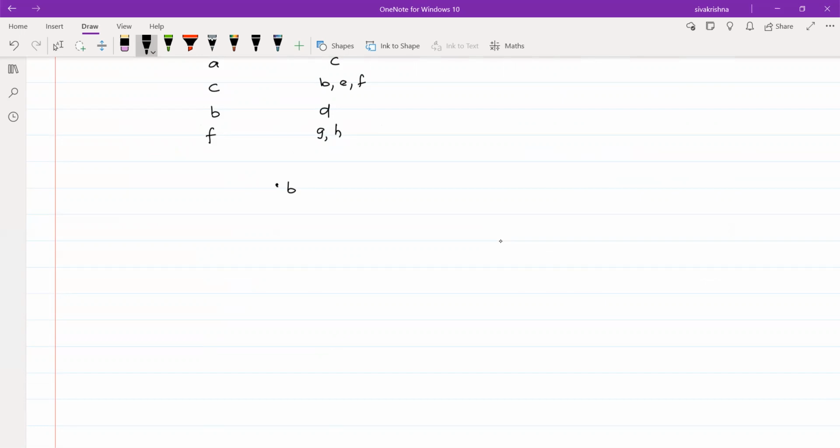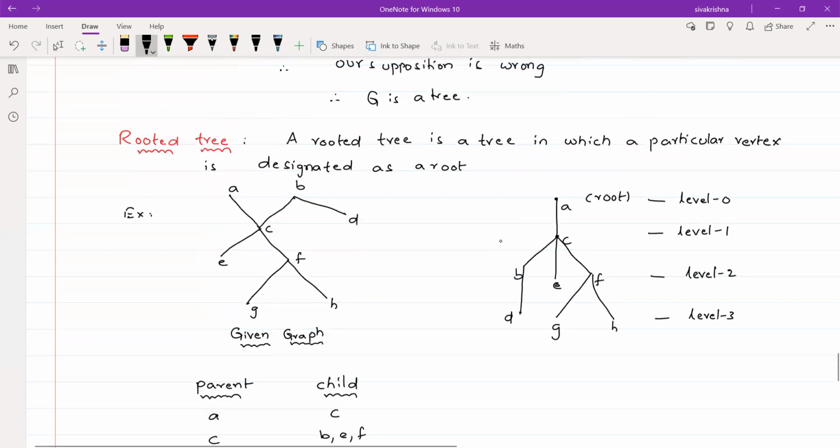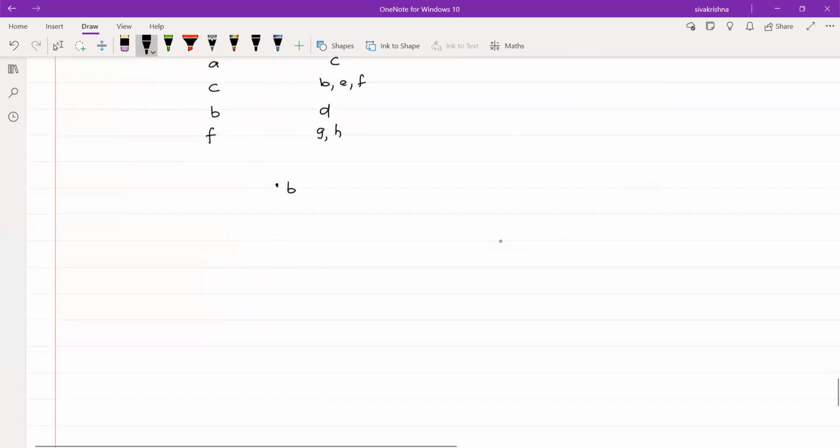If you observe B, we have two edges incident on that particular vertex. One is from B to C and the second one is from B to D. So we have to draw two edges, one from B to C and the second from B to D. So this is C and this is D.